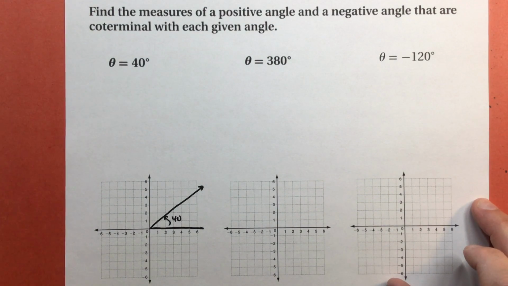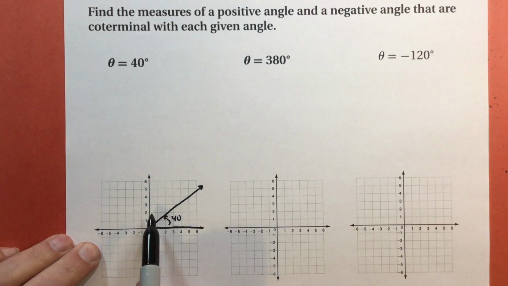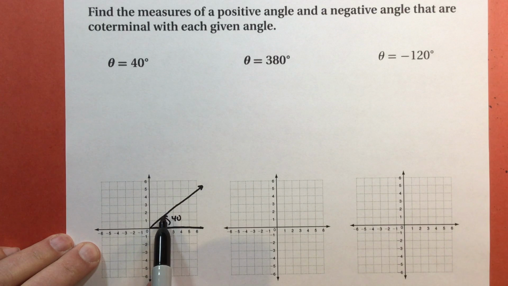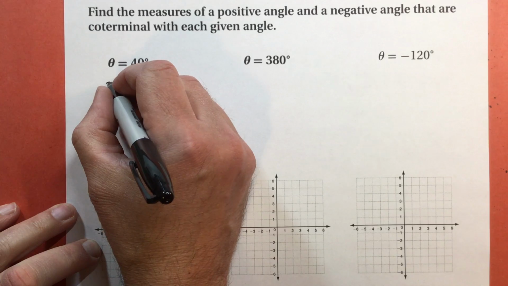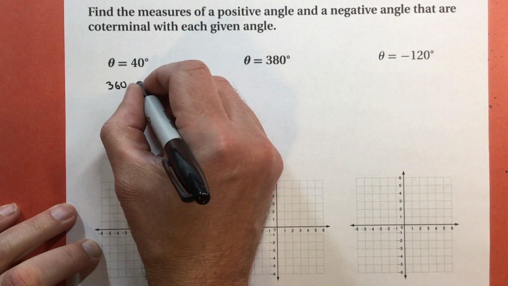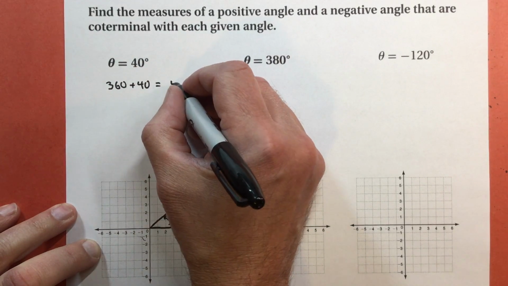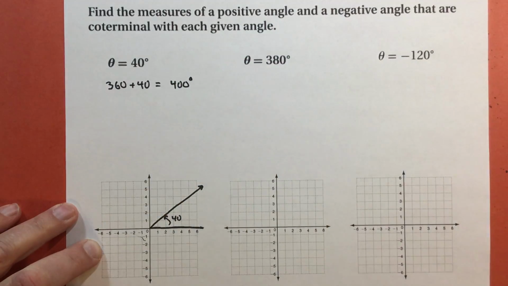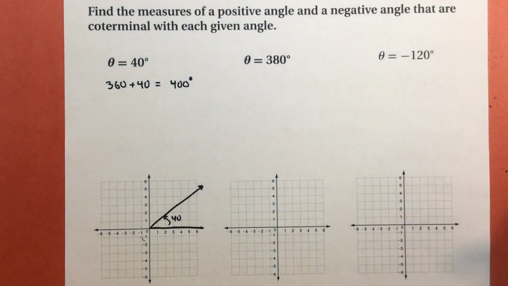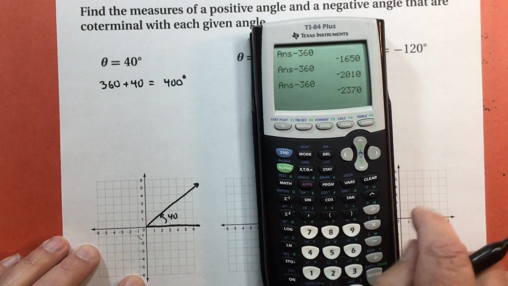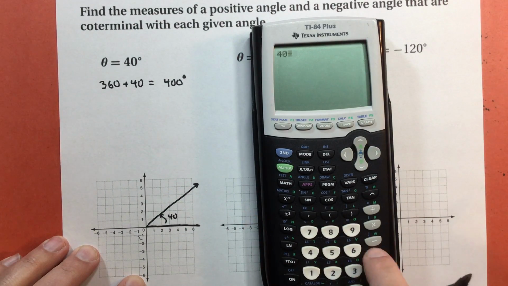Now, to get another positive angle of rotation that is coterminal with that, I need to start where I finished off here and go another 360 degrees. So I do 360 plus my 40, and that's going to give me 400 degrees. Again, just straight up 40 plus 360. And if I wanted another one, I could do this forever.